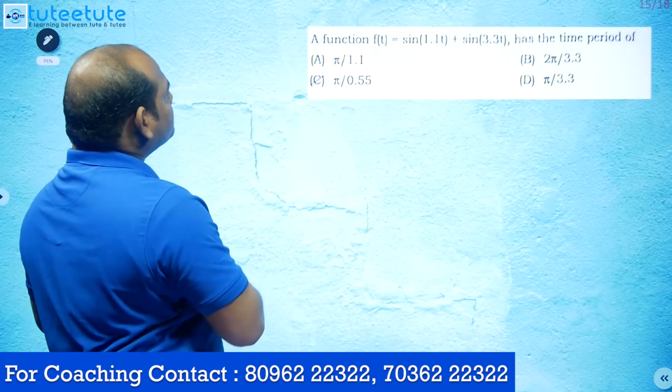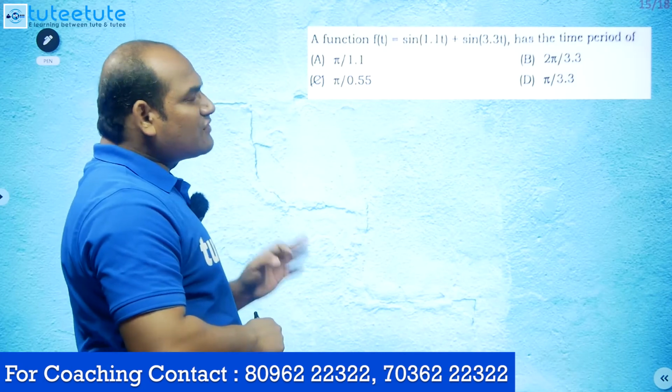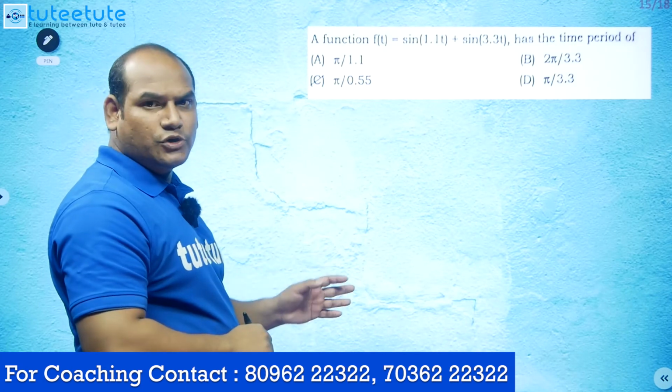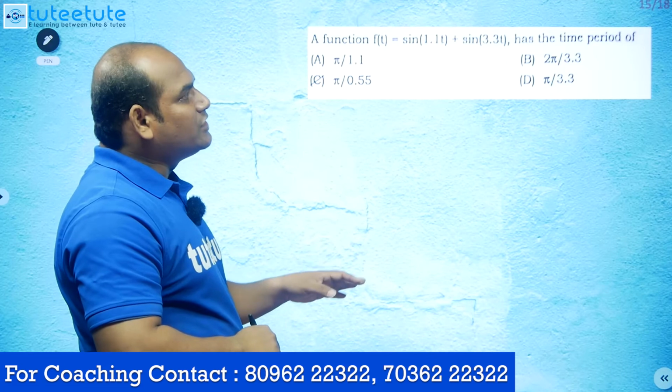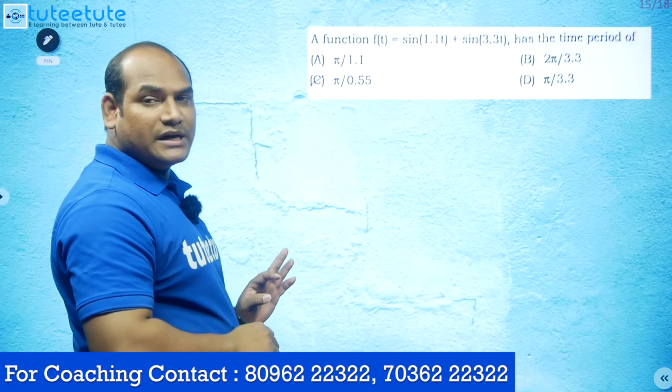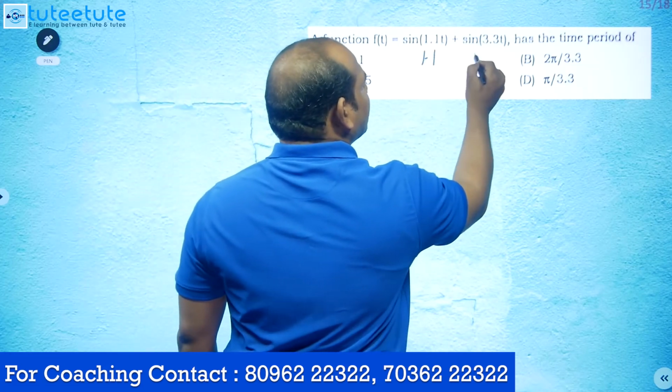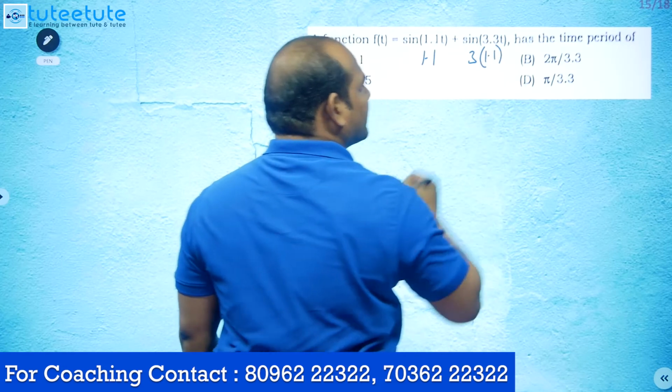Okay. Next, a function f of t is equal to sine of 1.1 into t plus sine of 3.3 into t. What is the time period? So this is here 1.1, and here 3 times of 1.1, like this we can write.